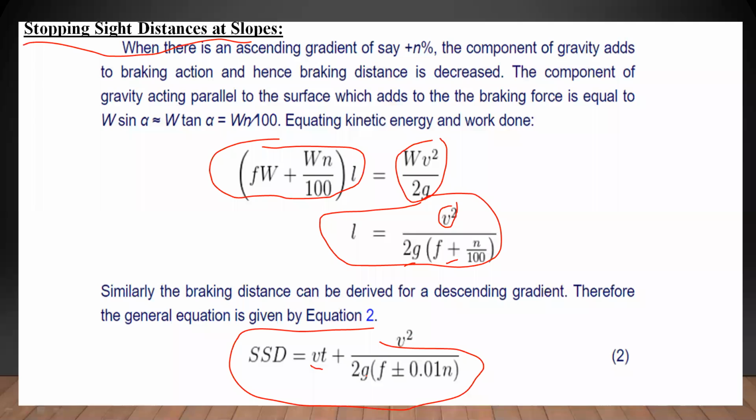So v square divided by 2g into f plus or minus, sorry, this is plus or minus s, means f should be added with the given gradient or subtracted with the given gradient. You should add this within the brackets whenever he says ascending gradient. But whenever he gives descending gradient in the question, try to subtract the gradient from the given friction value within the bracket.